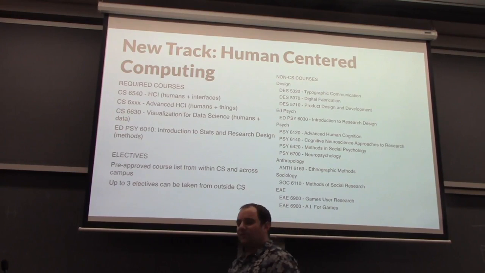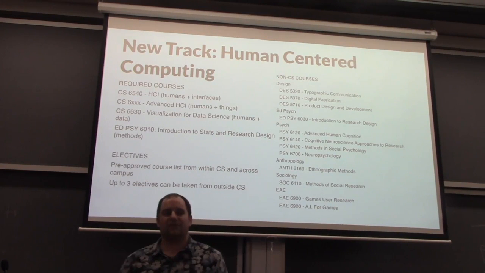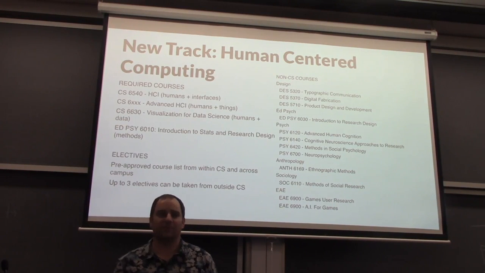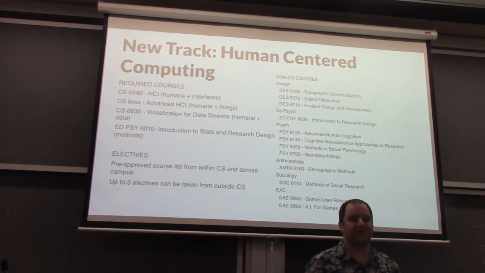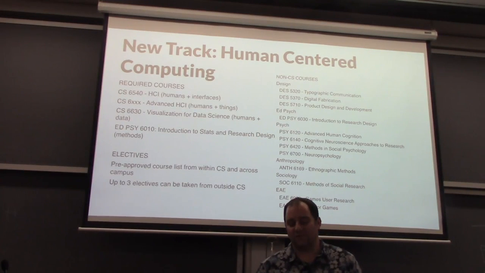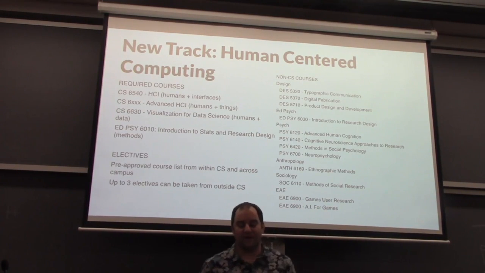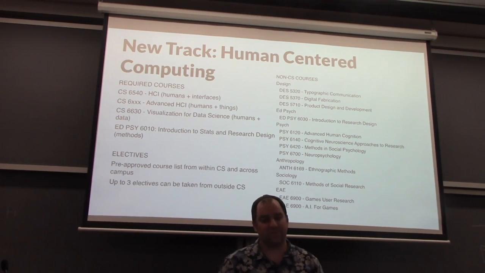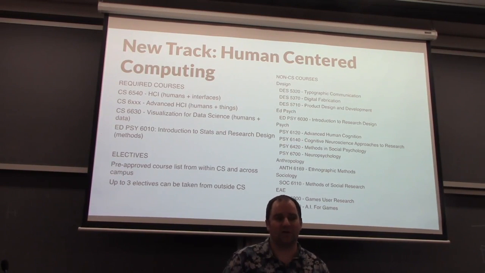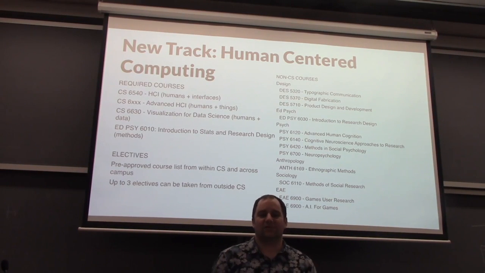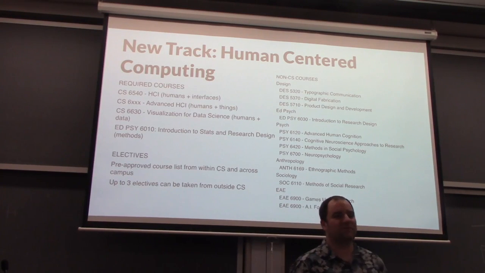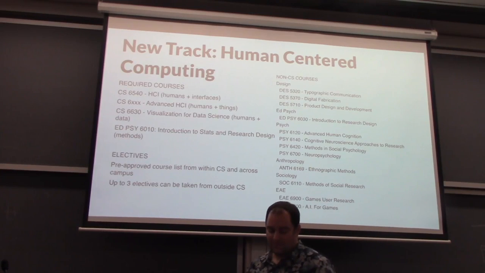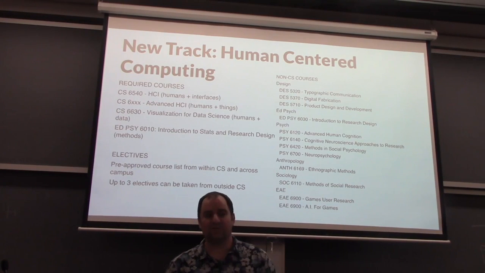What's nice about this track is that you get a very balanced curriculum, teaching you computer science skills. You have to take at least 3 CS electives. But you can also take courses like ethnographic design, digital fabrication, advanced human cognition, or neuropsychology from other departments. So it gives you an opportunity to look beyond core CS and still get a computing degree. If you want to know more about this, please feel free to talk to me.